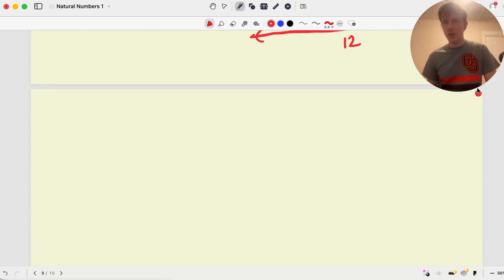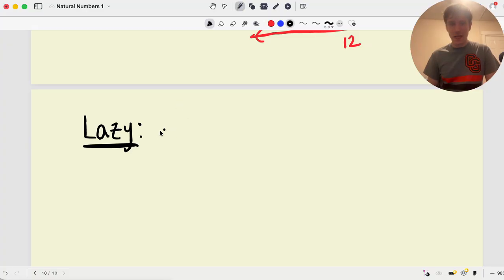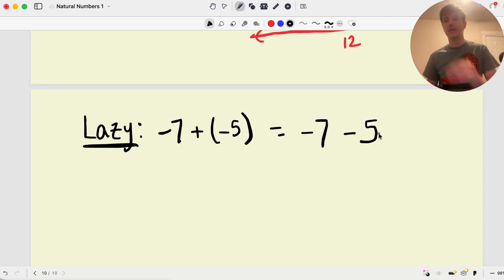Now, there's a bit of notation, and notation usually comes about out of laziness. A lot of times, instead of writing -7 plus -5, people will write -7 minus 5. What this means is I have -7 and then I have -5, and I want to combine those two. It's really lazy, and it's confusing because some people call this operation subtraction.